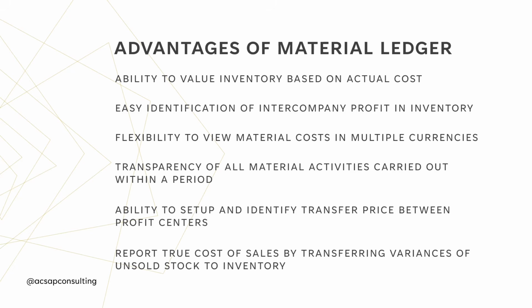And the next one is the flexibility to view material costs in multiple currencies. One of the functionalities that we have mentioned about material ledger is parallel valuation or parallel currencies. So we can see a material transaction happening in multiple currencies, which is very useful in today's multi-national companies. If you want to see a transaction happening in one particular currency, but also want to report it in another currency, then that is possible in material ledger. Material ledger supports 3 different currencies, and we can have transactions recorded in those currencies.